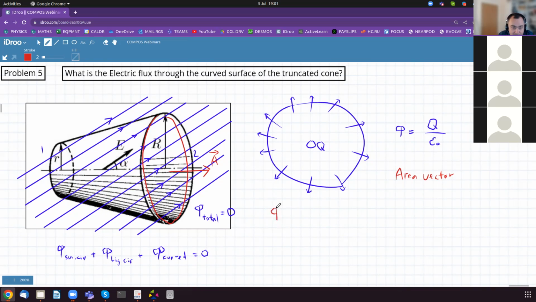So the flux through the big circle is going to be E multiplied by the area, and the area is pi r squared, multiplied by cosine alpha, because that's the angle between the two vectors, the E vector and the area vector. Brilliant.